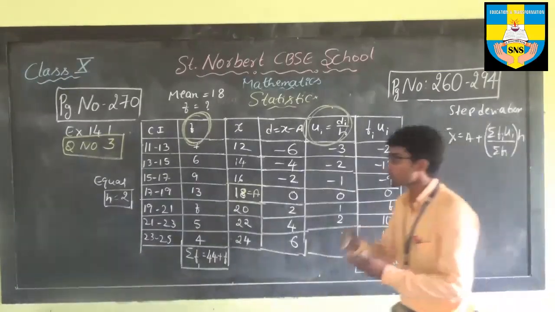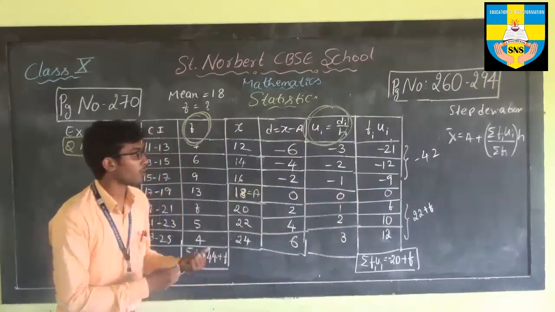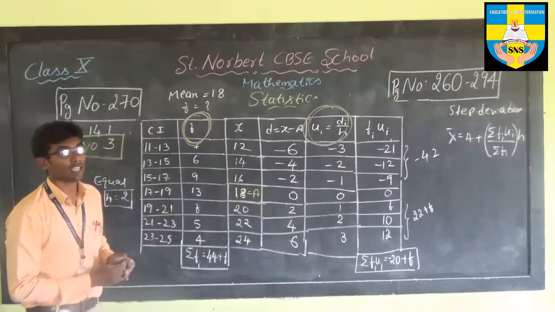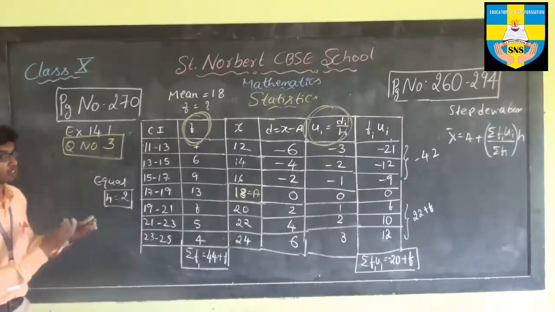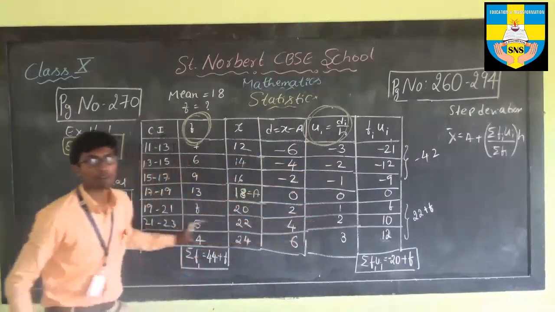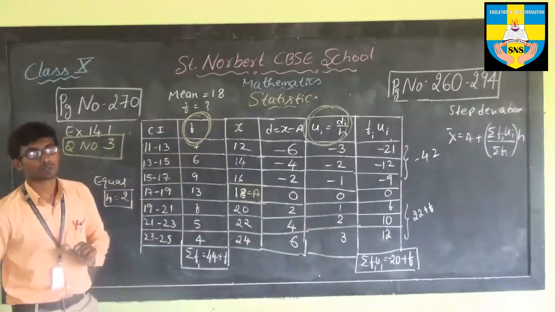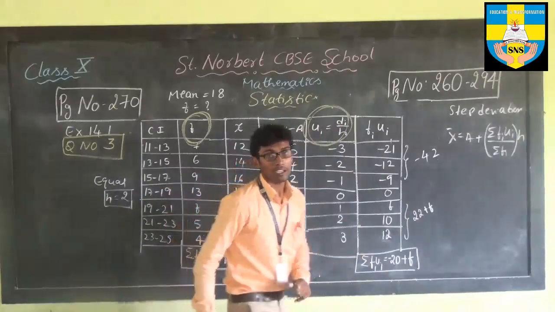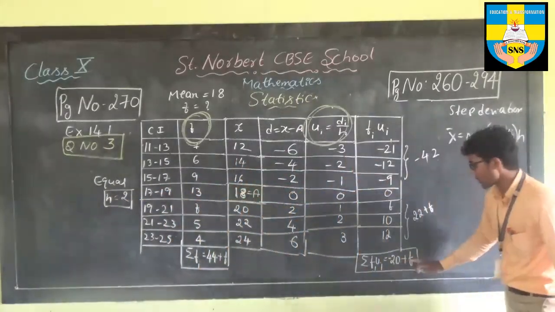For time being, pause the video and note down this calculation. Or if possible, do all this calculation once again. You will be getting a practical idea about this problem. Finally, you should have all this information before going for the calculation. Okay. Summation of Fi, summation of FiUi. Finally we have minus 20 plus F.